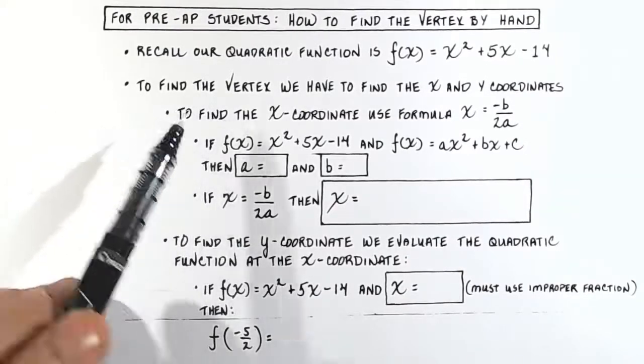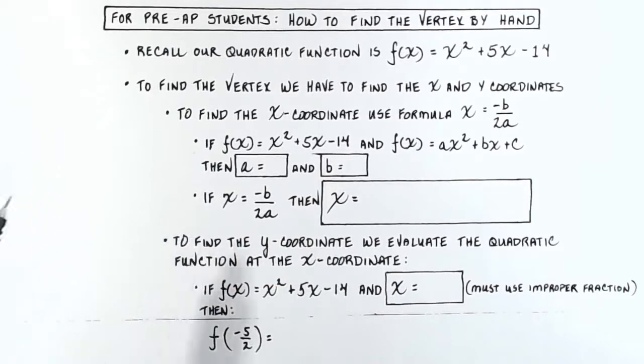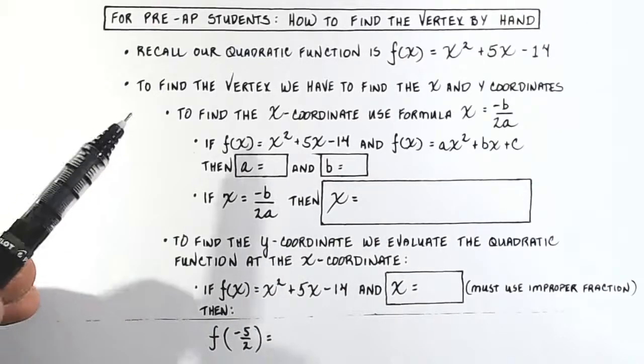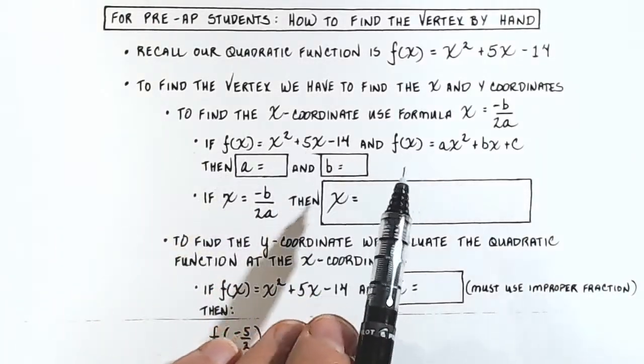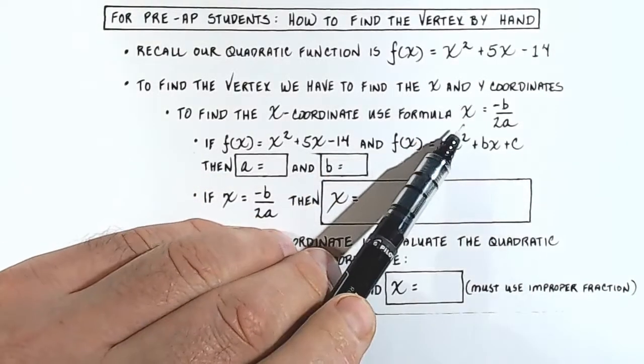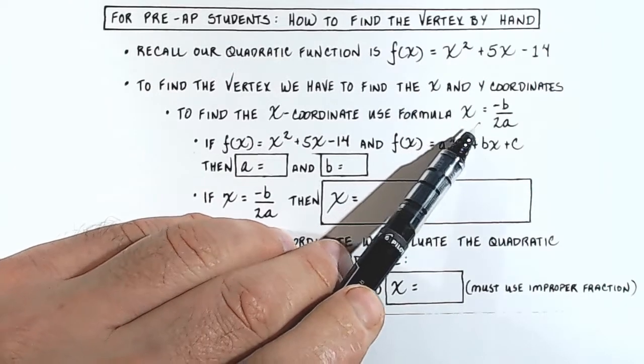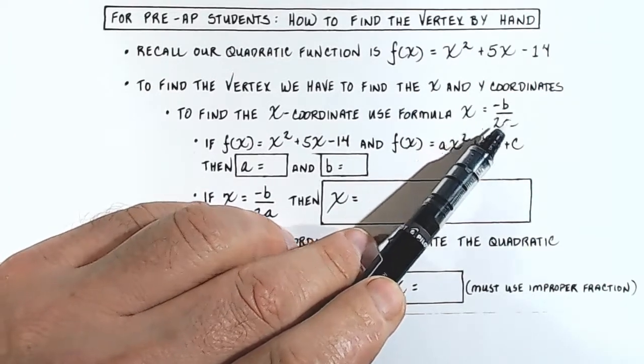Now, to find the vertex, we have to find the x and y coordinates individually. We have to find the x coordinate first, and we always have to do that first. To find the x coordinate, we use this little formula right here. This is one to remember. So the formula for the x coordinate of the vertex of a quadratic function is negative b over 2a.